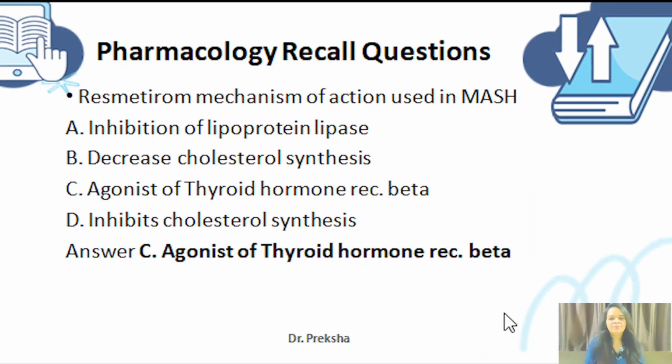Resmetirom mechanism of action, which is used in MASH, that is metabolic associated steatohepatitis. Options are inhibition of the lipoprotein lipase, decrease in the cholesterol synthesis, agonist of the thyroid hormone receptor beta, and inhibits the cholesterol synthesis. So answer here is agonist of the thyroid hormone receptor beta. So this is the correct answer. Rest of the options are not true.